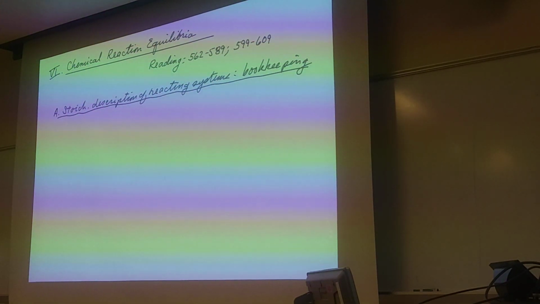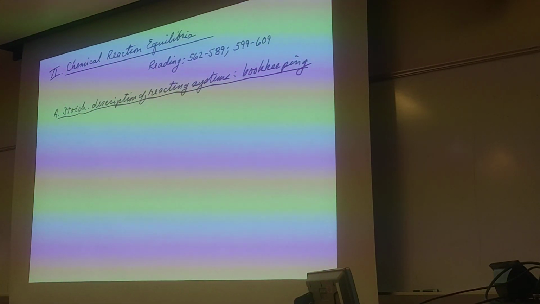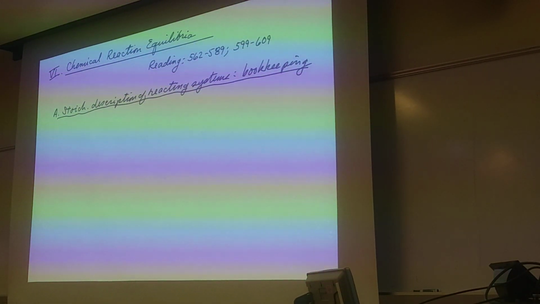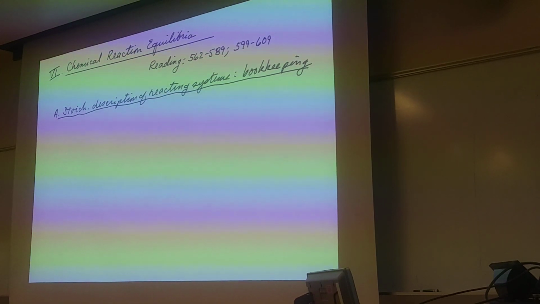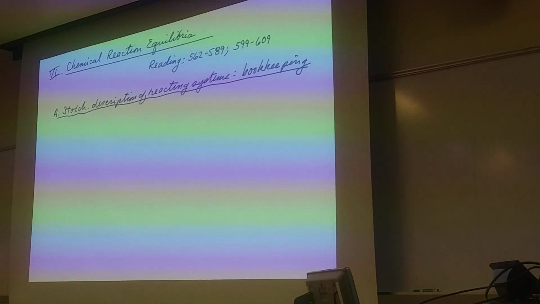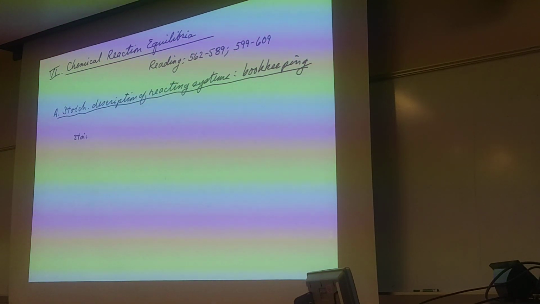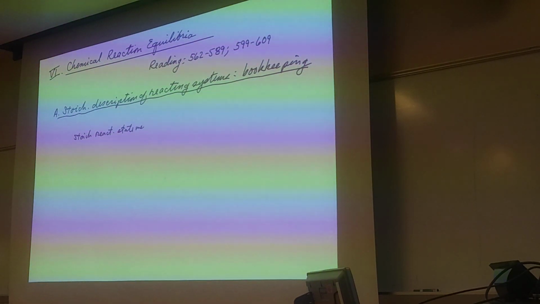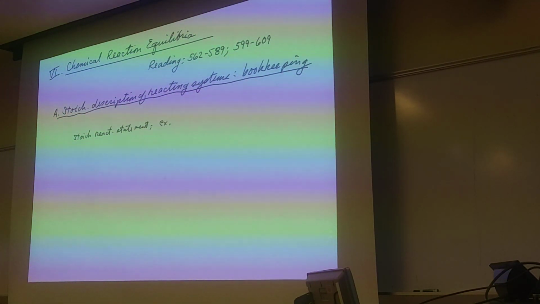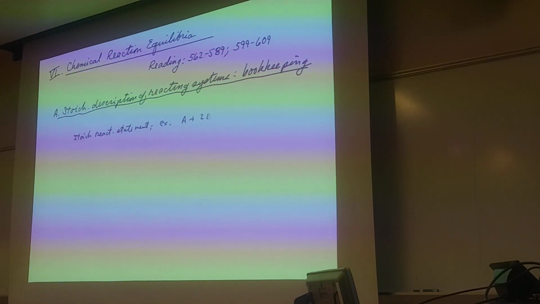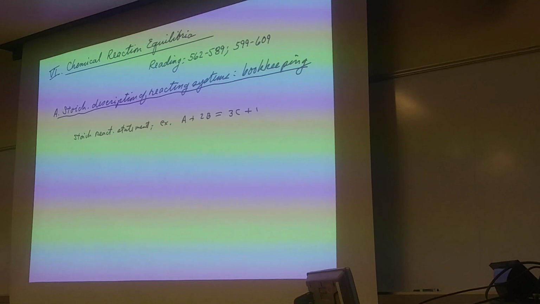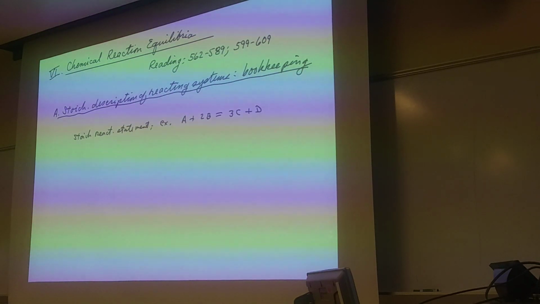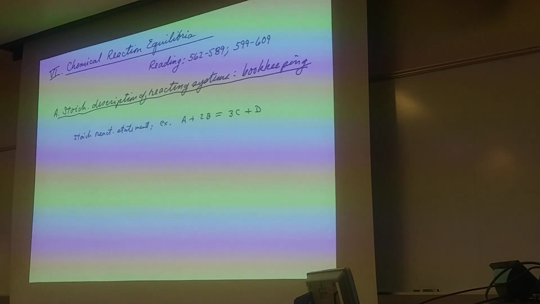The first thing we need to do is some bookkeeping, and that is a stoichiometric description of reacting systems. This is stuff you've seen before, but of course let's go through it so that we're all clear about it. What we need to do is first tell what it is that's happening with respect to some chemical reaction. And that is what we call a stoichiometric reaction statement. For example, we might write A plus 2B goes to 3C plus D. And what that tells us, on a molar basis, is that a mole of A will react with 2 moles of B to give us 3 moles of C and 1 mole of D.